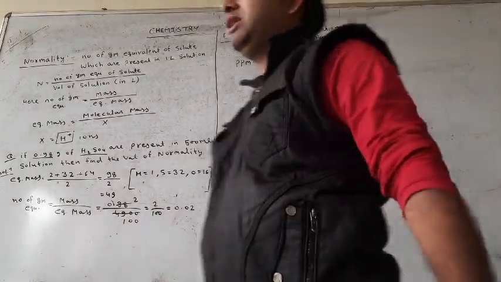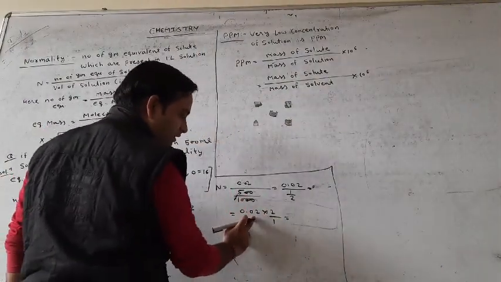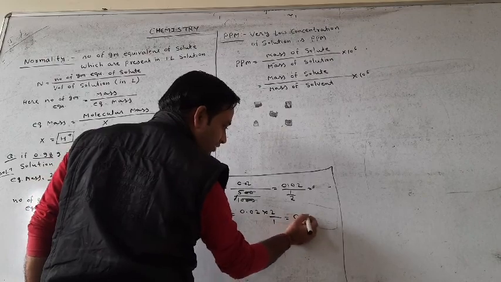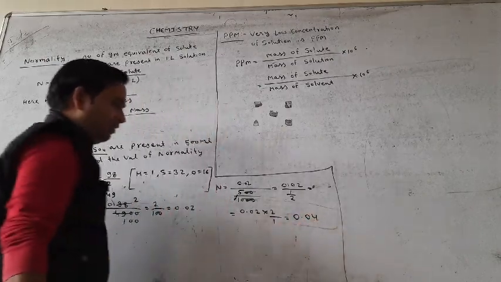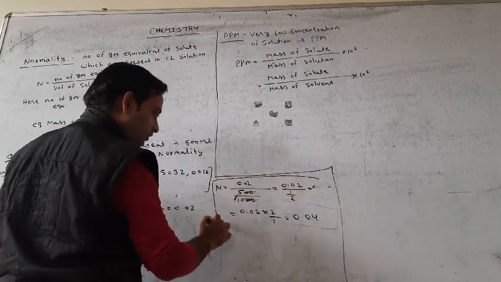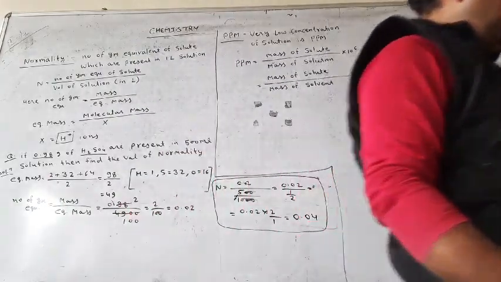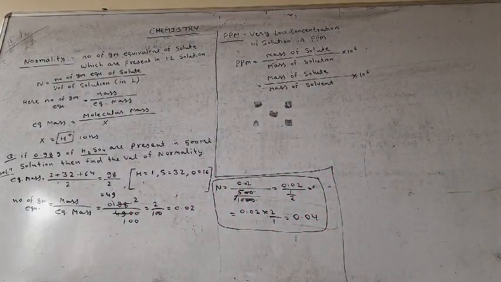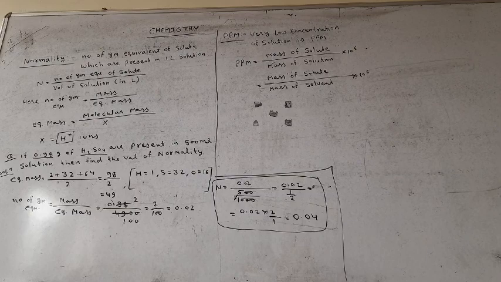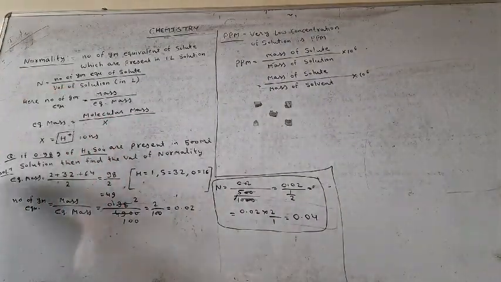So students, there the normality is found. 2 is multiplied with these values, we get 0.04. That is the value of normality. So students, normality is calculated with the help of the number of gram equivalents of solute divided by the volume of solution.